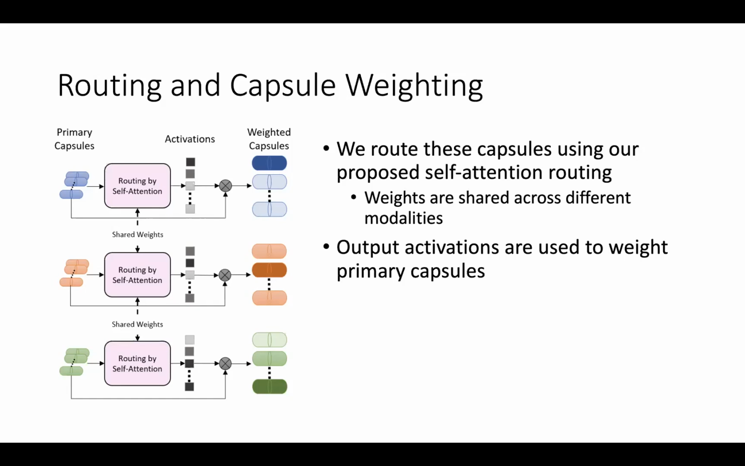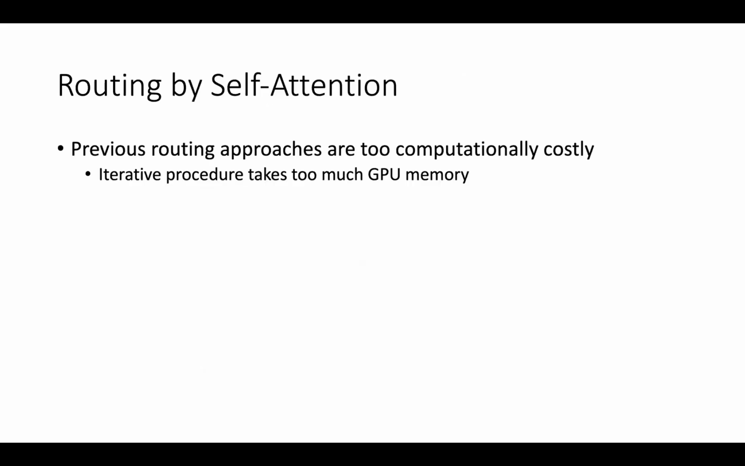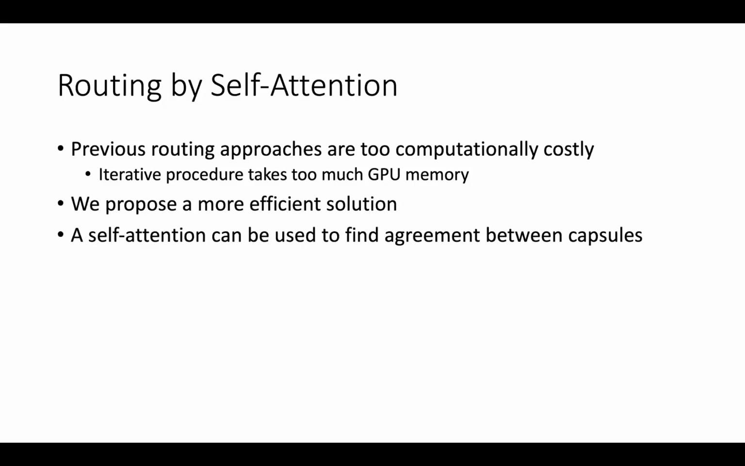So the question is, how do we do this routing? As previously stated, the iterative routing approaches like EM routing are extremely computationally costly because the iterative procedure takes up too much GPU memory. So what we do is we propose a more efficient solution. We use self-attention as a means to find agreement between these capsule votes. So now I'll talk about our routing by self-attention method.